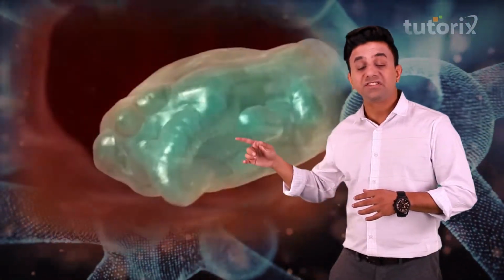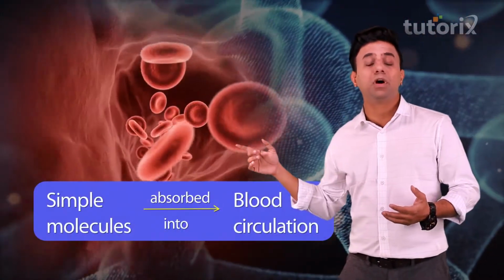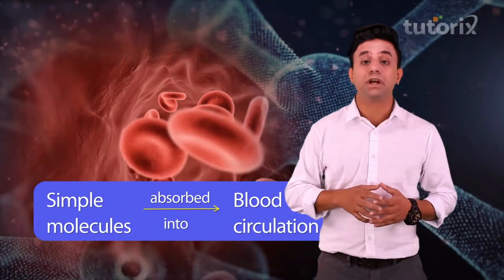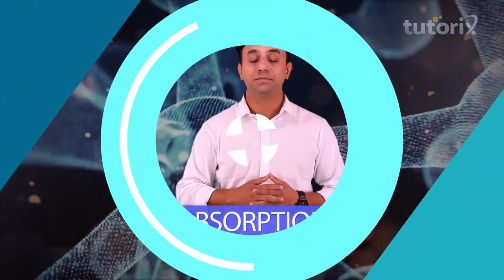It is because these simple molecules will be absorbed into the blood circulation. And why? So that they can provide you with energy. Because that is the ultimate role of food, isn't it? You eat food because you need energy. And this is the reason why these simple molecules of food are absorbed into the blood circulation. So in this video, we shall talk about absorption and see the entire details of it.